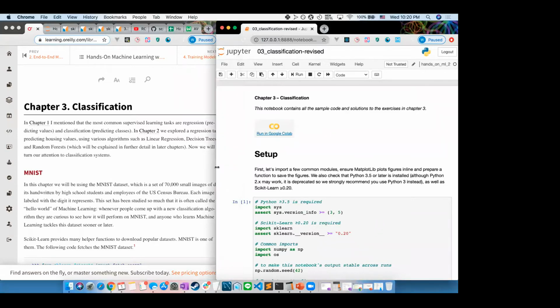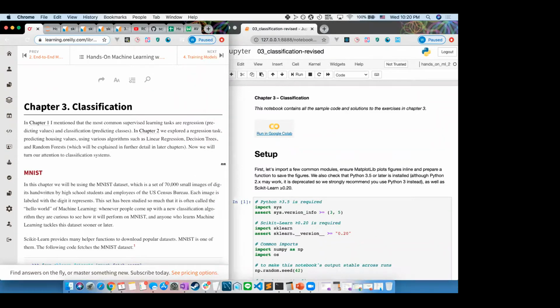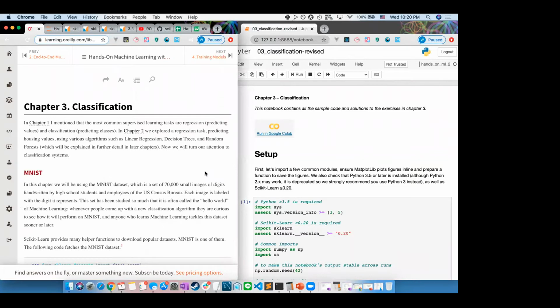So I apologize. I don't have a wider screen, so we just have to kind of split the screen like this. Anyway, so why don't we start?